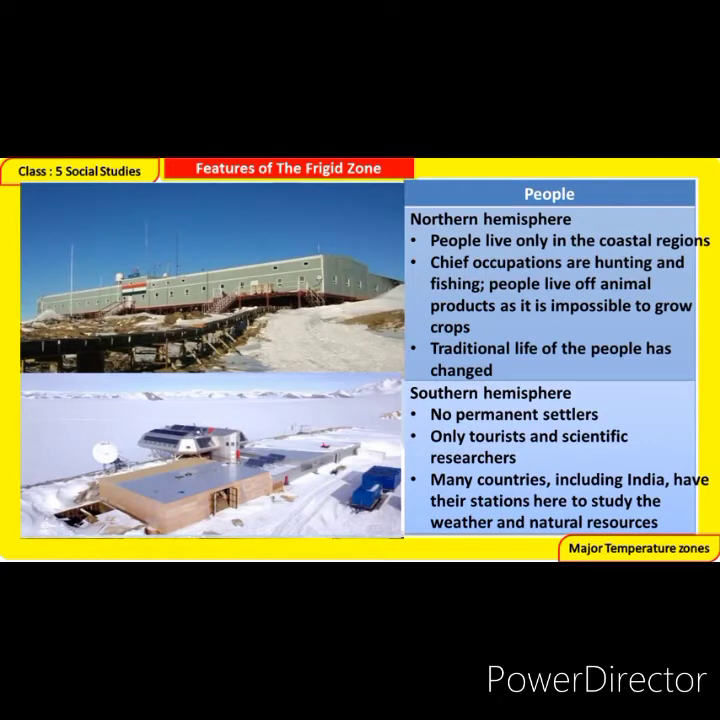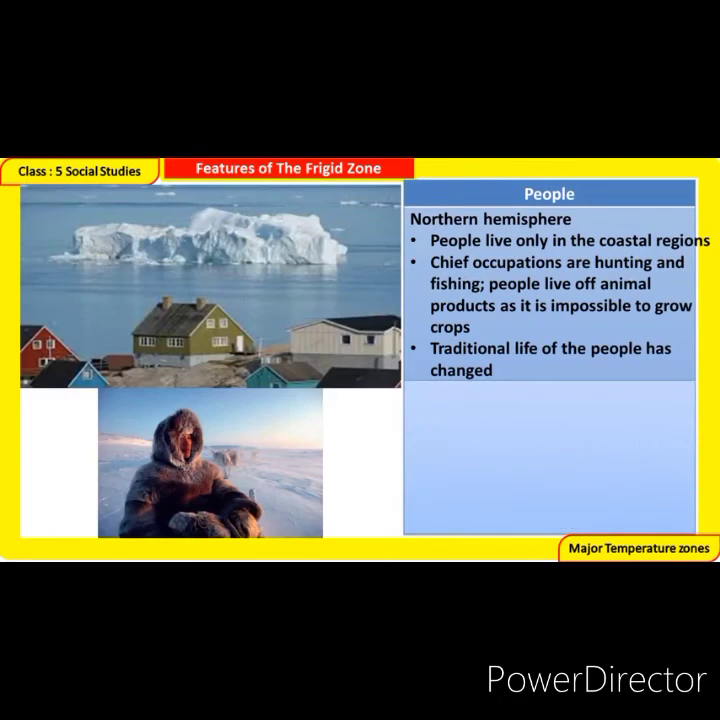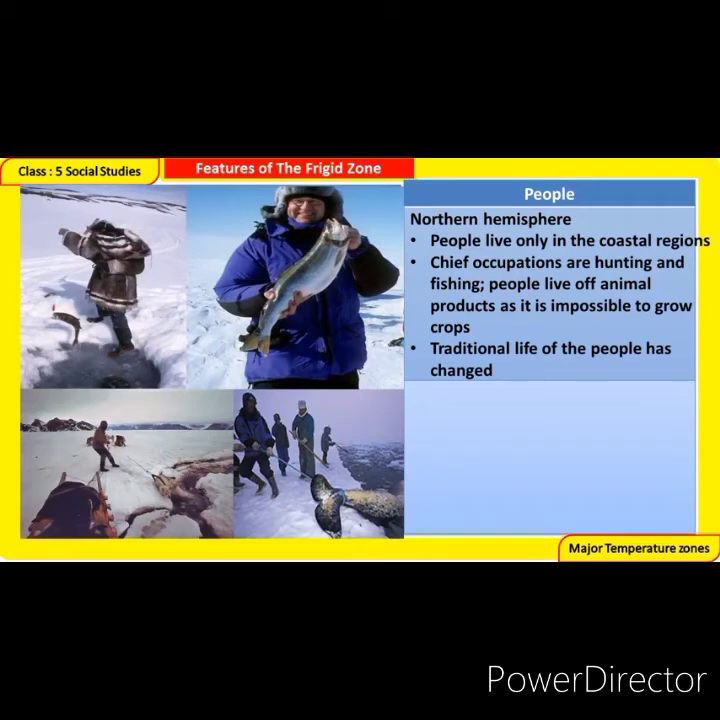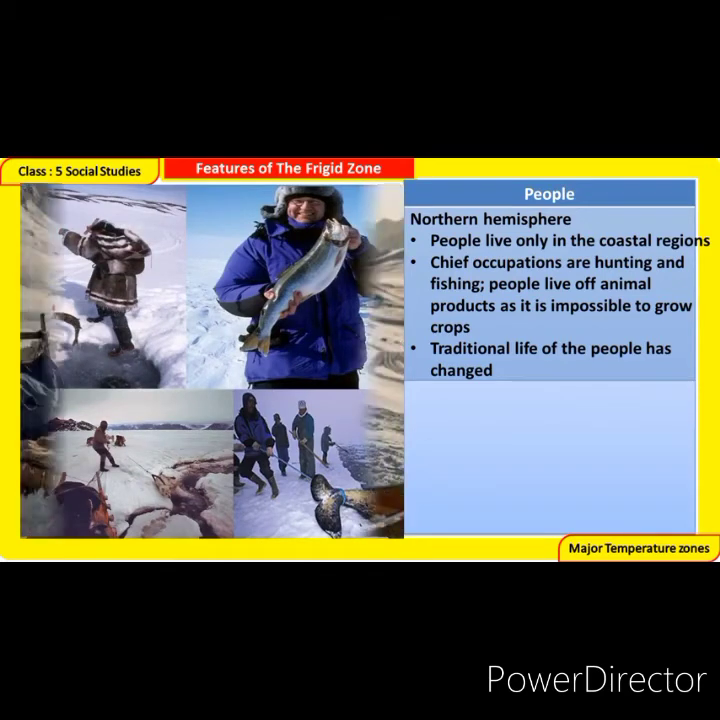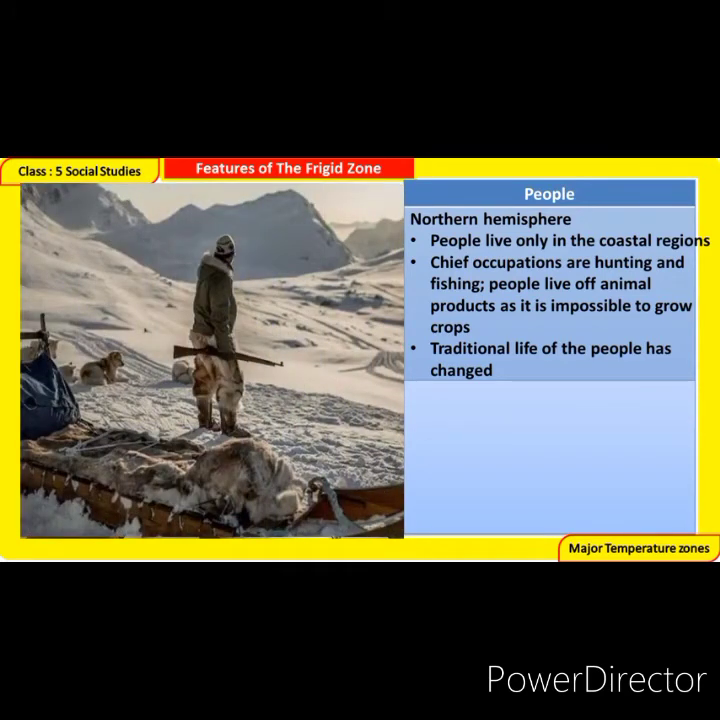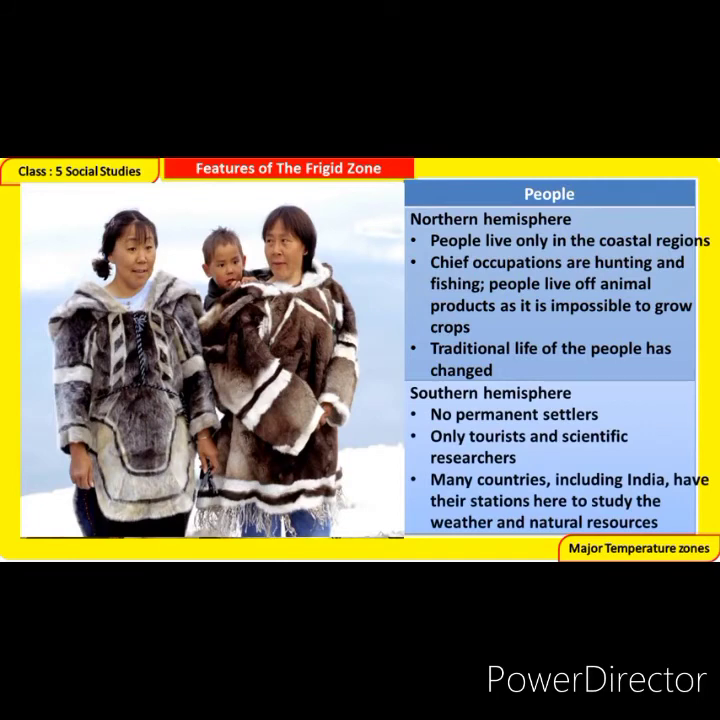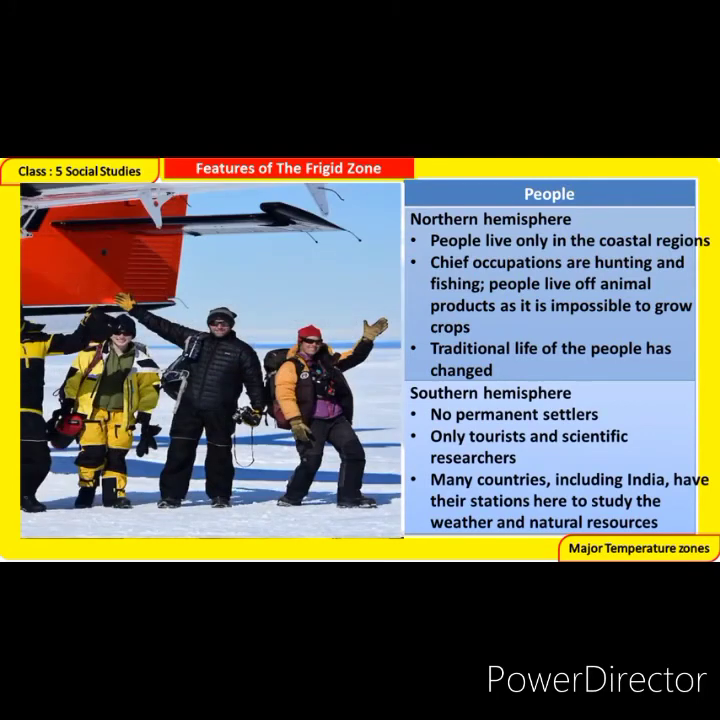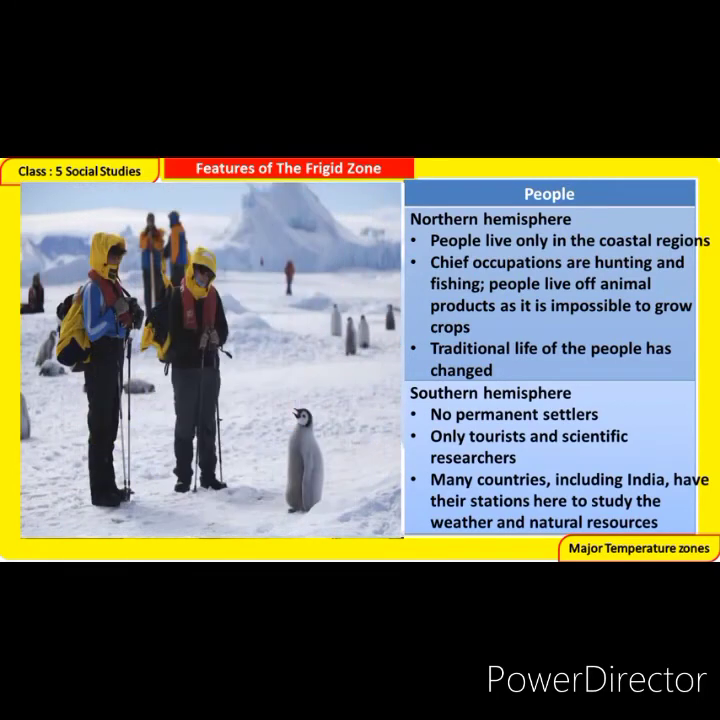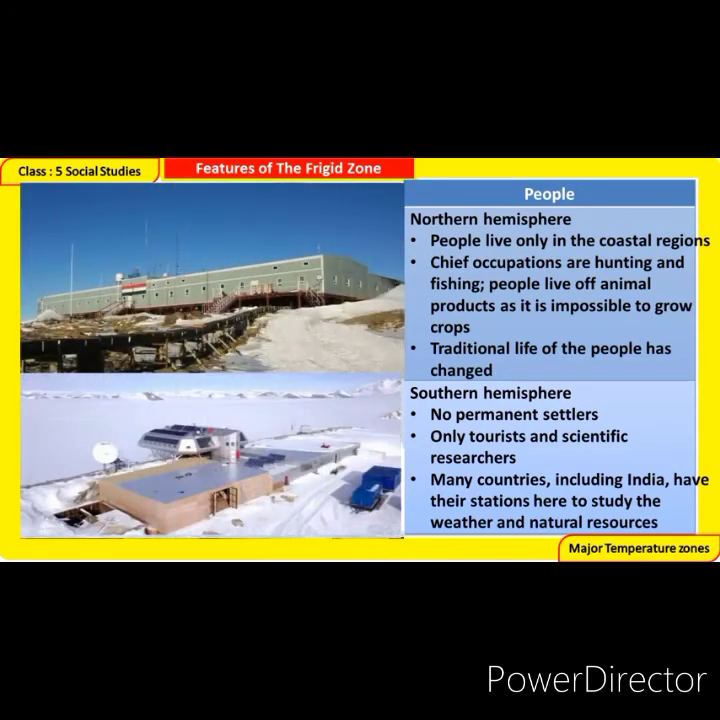Chief occupations are hunting and fishing. People live off animal products as it is impossible to grow crops. And the traditional life of the people has definitely changed there. Then the southern hemisphere has no permanent settlers. There are no people who are settling in one place. Only tourists and scientific researchers mainly visit those places, and several countries, including India, have stations here to study the weather and natural resources. There is no specific person who resides there.